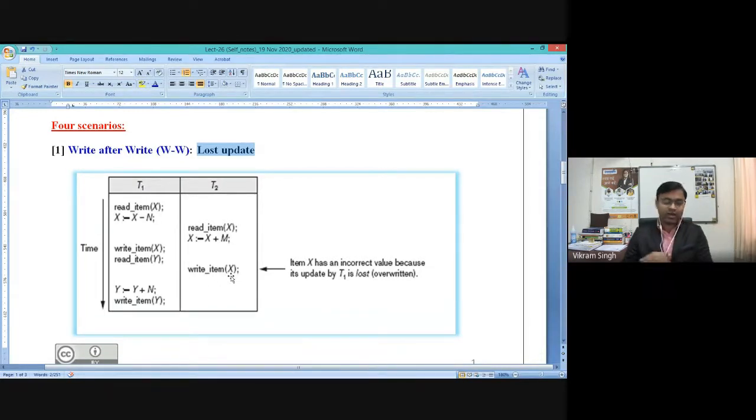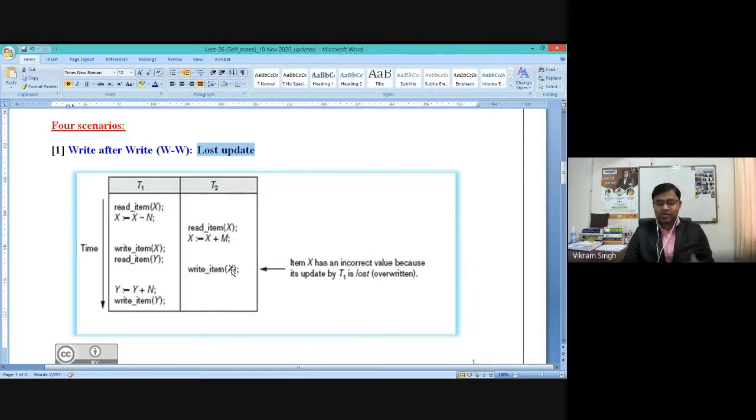So now T2 is trying to save the value of X, right? Whenever T2 is writing something on X, this transaction is not able to see the possible change in the data item X because of T1, right? This is not good for our database state. It reflects that whatever change we have made in transaction T1 is lost. It is overwritten, it is not considered, right?